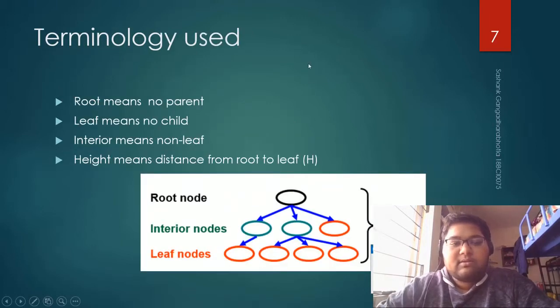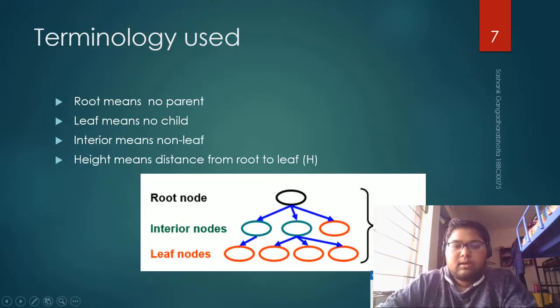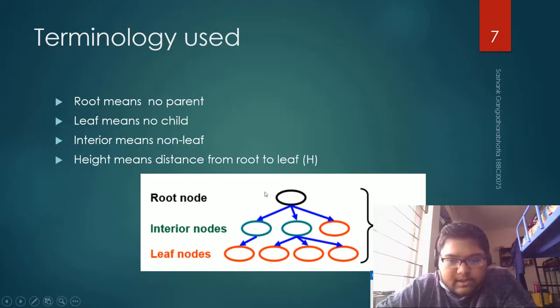Here the terminology used is root, interior and leaf. Let's look at this picture. Nodes here are of 3 types: root, interior, leaf. Roots are the uppermost, whereas the leaves are the lowest. Roots have no parents, leaves have no children, whereas interior nodes have both. Hence root: no parent, leaf: no child, interior: non-leaf, because a leaf doesn't have children, interior has children.